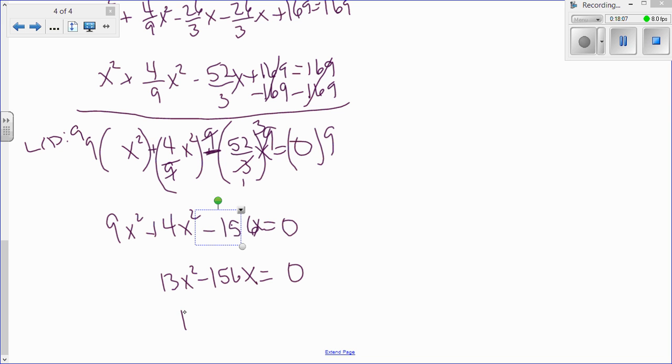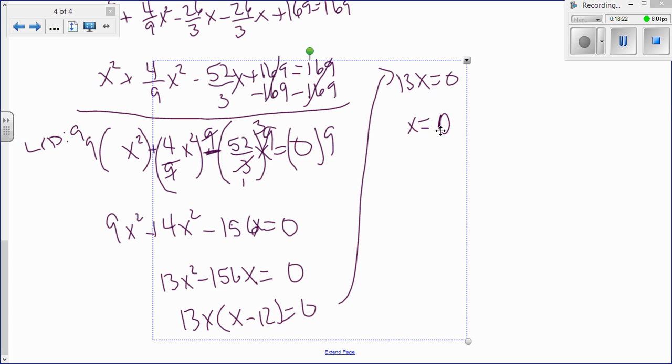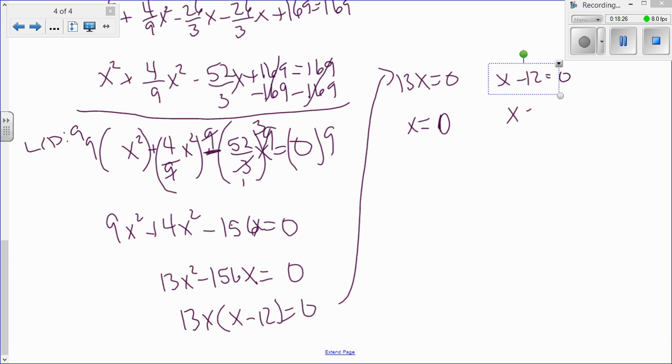I have a GCF of 13x, so it's 13x times (x minus 12) equals 0. So that means that 13x equals 0, so x equals 0. And x minus 12 equals 0, so x is equal to positive 12.